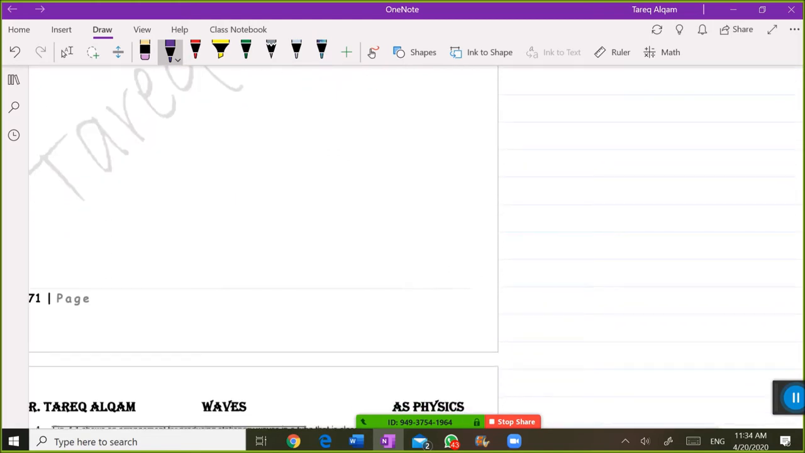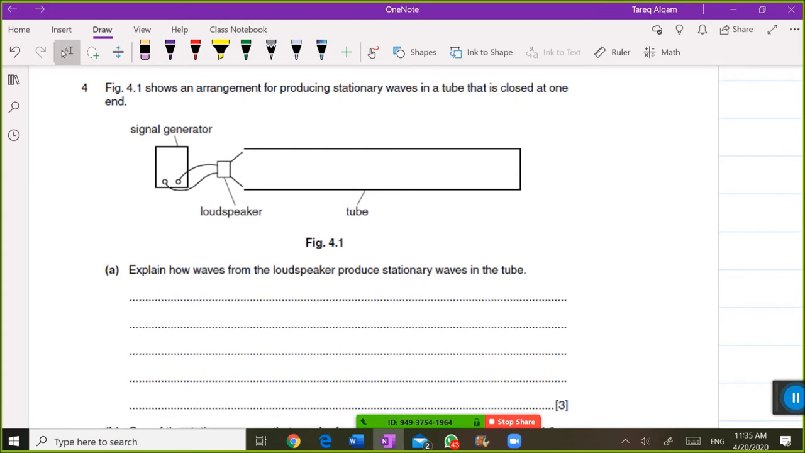Let's do another question. We said we have outgoing waves and reflected waves. They are moving in the opposite direction, so they meet or interfere, either constructively or destructively. Here, guys, it is the same thing. We have to say that the loudspeaker produces sound waves. They are reflected from the end of the tube. They are moving in the opposite direction, so they interfere.